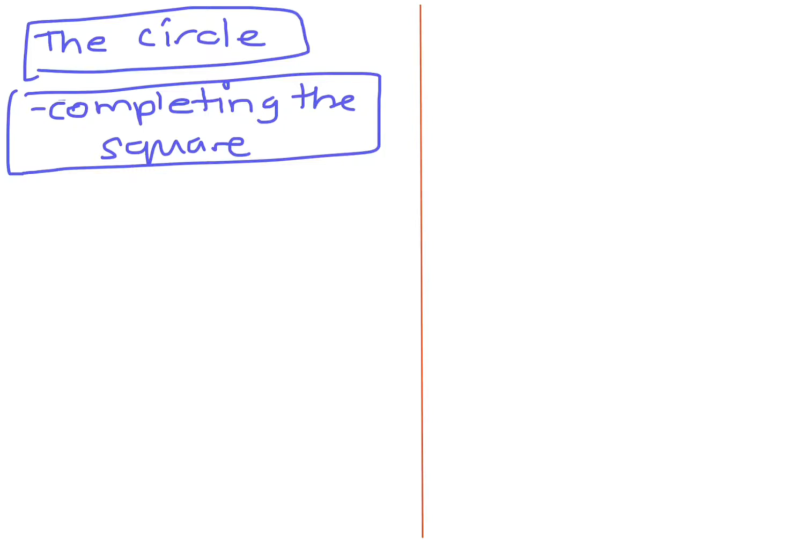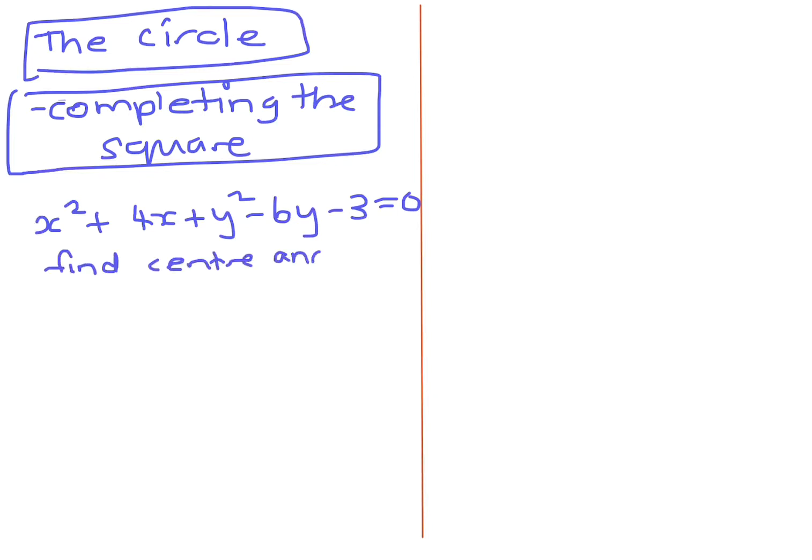Okay, so I just want to look at the circle where you have to complete the square to find the center and the radius. So let's just say we have a circle, x squared plus 4x plus y squared minus 6y minus 3 equals 0.